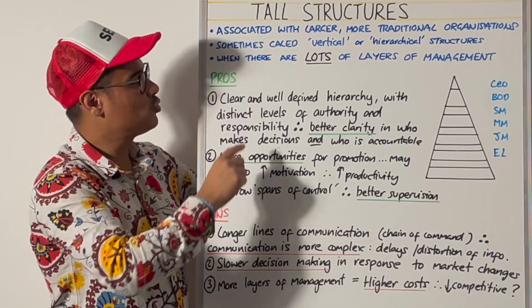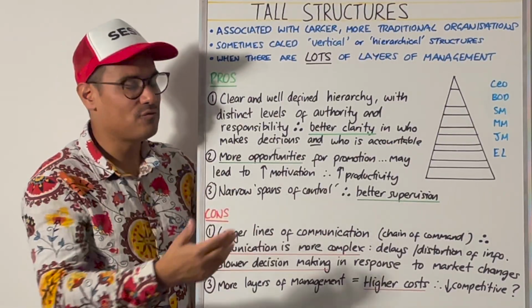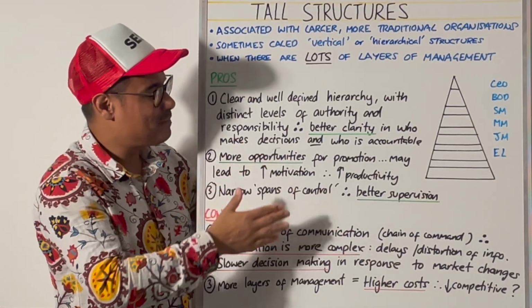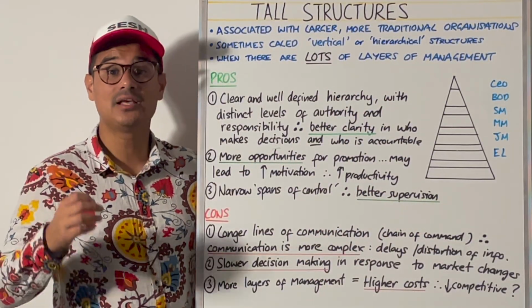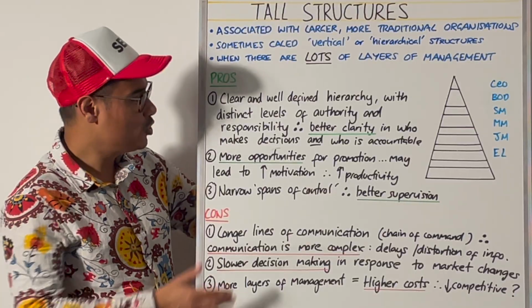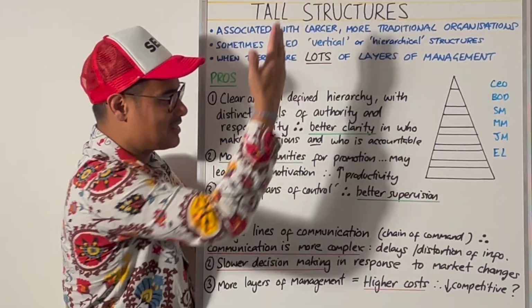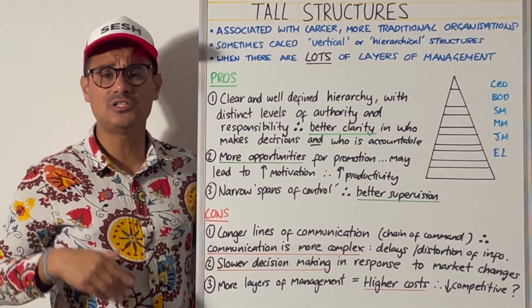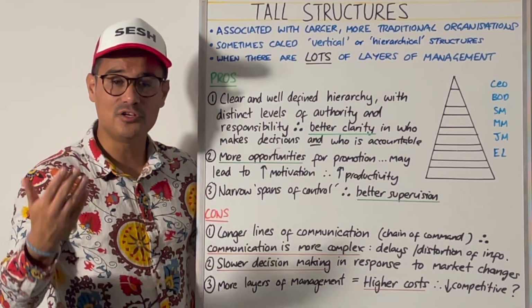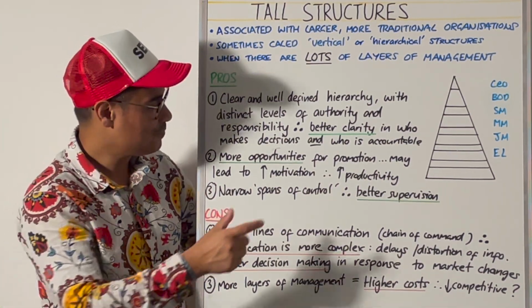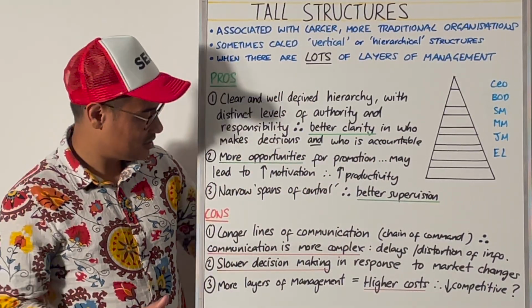Now, advantages of tall structures, well, clear and well-defined hierarchy with distinct levels of authority and responsibility, and therefore that's going to lead to better clarity in who makes the decisions and who's responsible and accountable for the decisions. Now, secondly, because there are so many layers of management, could lead to more opportunities for promotion. So therefore you are retaining your best staff and you are looking to promote your best staff. They will feel more motivated, they will be more productive, and that's good for the business.